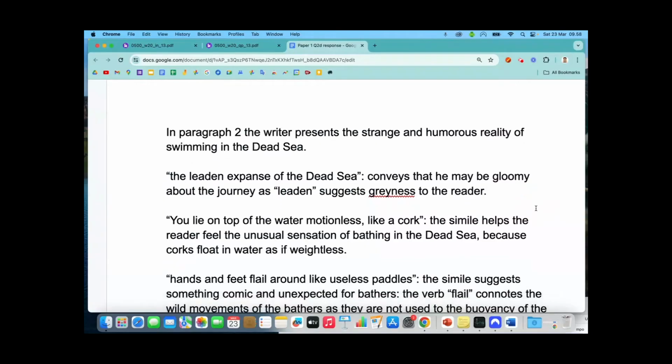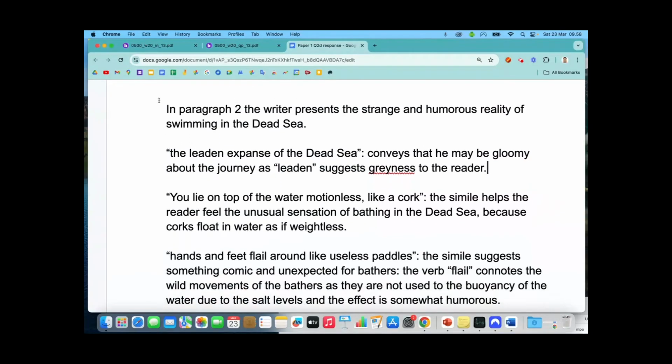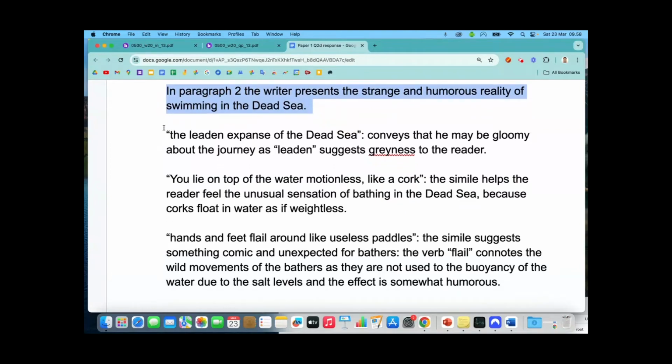I'm not going to read all of this, but you can see basically what I've done here is I've written this out with an overview. Paragraph 2, same. And what I've done is instead of writing it as a sort of a flowing paragraph, I've just got quote 1 from that paragraph, quote 2, and quote 3 here, and written it as quote, then unpacking it and the effect on the reader. So here, for example, the leaden expanse of a Dead Sea conveys that he may be gloomy about the journey, as leaden suggests greyness to the reader.